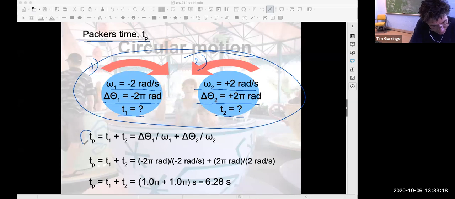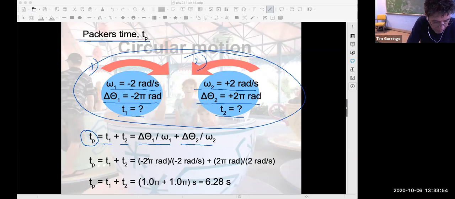And so again, to calculate the time the packers took to complete the game, it's going to be the time they took for the first stage of the trip plus the time they took for the second stage of the trip. I can write that in terms of the things I know using the definition of angular velocity, that it's angular displacement divided by elapsed time, and I can rearrange that for the elapsed time in terms of the angular displacement divided by the angular velocity. That's this pair of equations here.